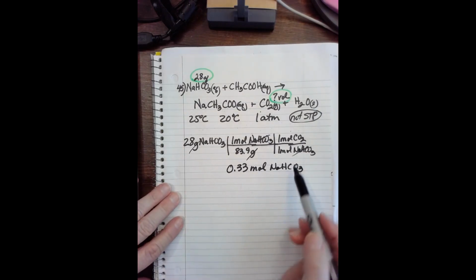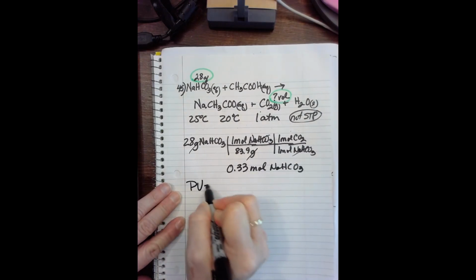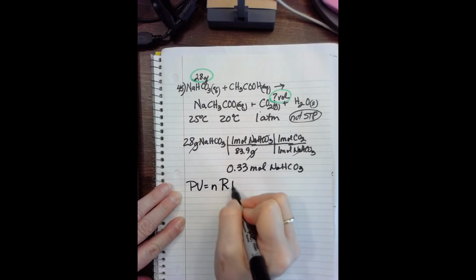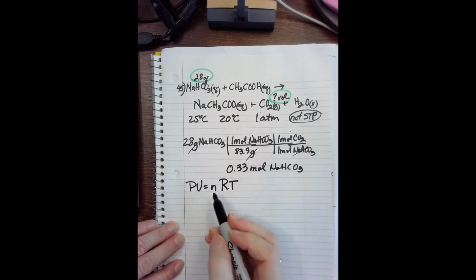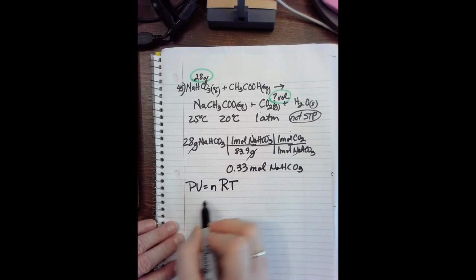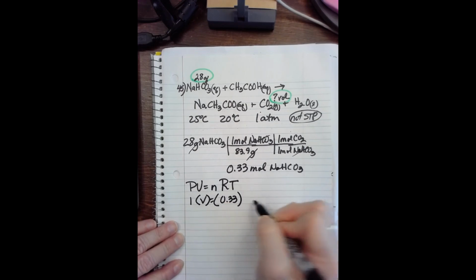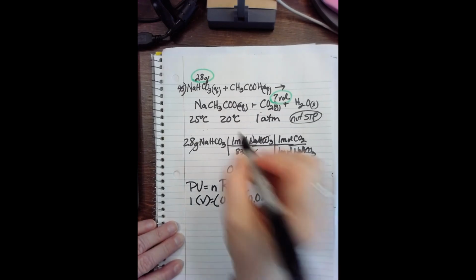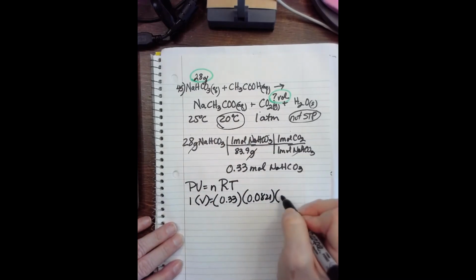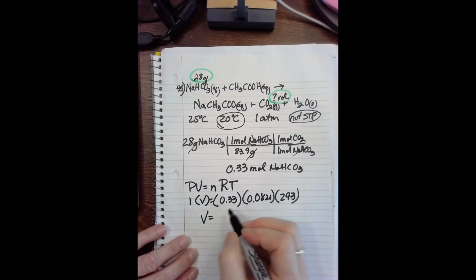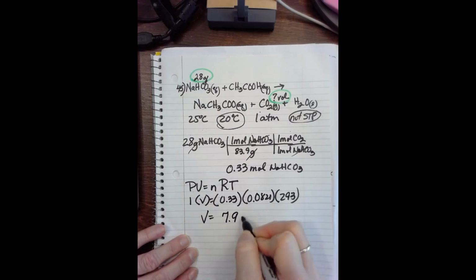Now, since this is not at STP, I'm going to have to use PV equals nRT, right? And I'm going to solve for volume, all right? So pressure is 1. I don't know the volume. Moles is 0.33. R is 0.0821. And the temperature, what it cooled to, is 293. Final volume, 7.9 liters CO2.